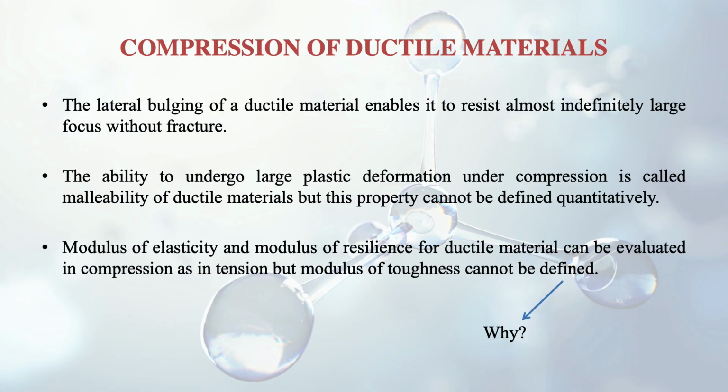The modulus of elasticity and the modulus of resilience for ductile material can be evaluated in compression as in tension, but the modulus of toughness cannot be defined. It's a very important point that the modulus of elasticity and the modulus of resilience are both defined for ductile materials in the compression test, but the modulus of toughness cannot be defined. Why? Because, as I told earlier, there is no ultimate compressive strength, meaning the material is not going to break. That's why we don't have the modulus of toughness.